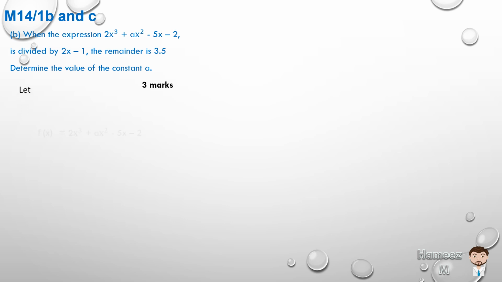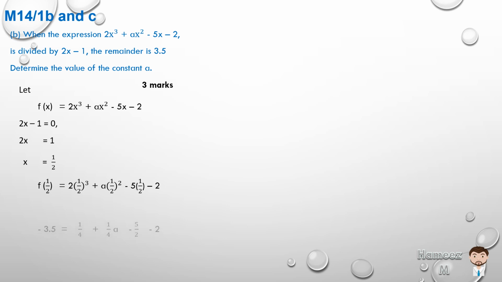Let f of x equal to 2x cubed plus ax squared minus 5x minus 2. And if we have 2x minus 1, let's put that equal to 0. So 2x equal to 1, as such x is equal to a half. So we're going to substitute that. f of a half would be equal to 2 by a half cubed plus a by a half squared minus 5 by a half minus 2. It's just a direct substitution of x to be a half. And we know that the remainder is minus 3.5.